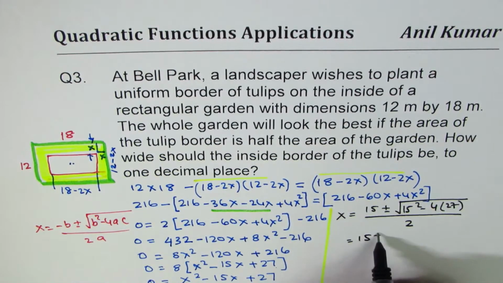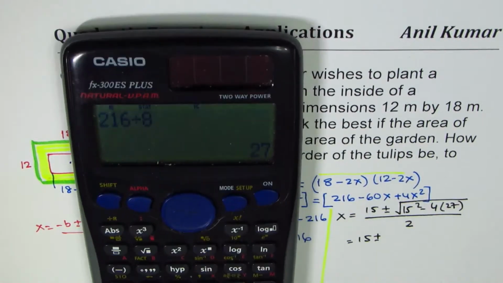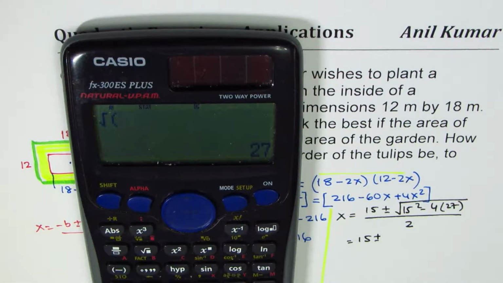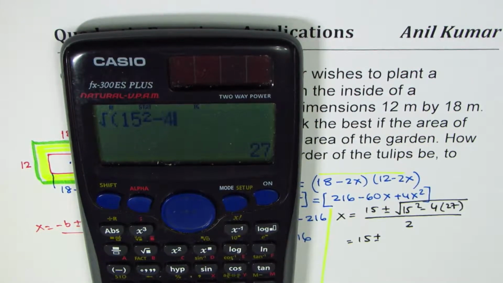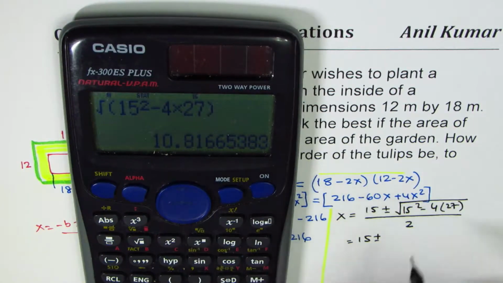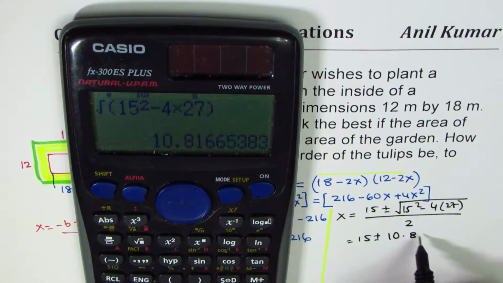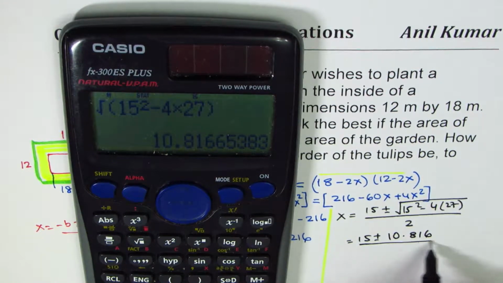That is 15 plus minus. Let's find the term inside the square root. So we have square root within brackets. We have 15 squared minus 4 times 27, bracket close, equal to 10.81, right? So it is 10.81. Okay, let's write 6 for the time being, and 2.